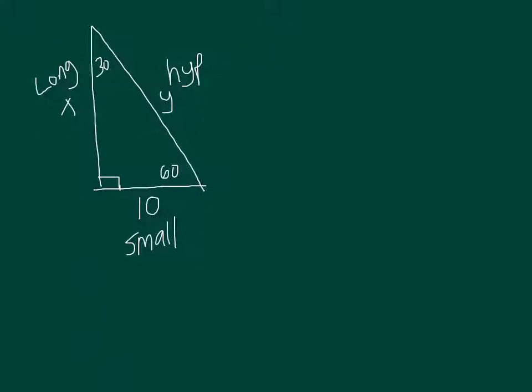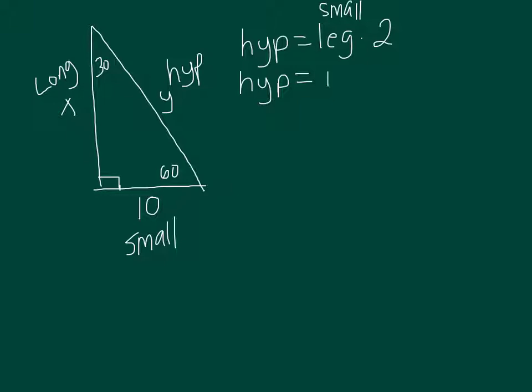To figure out the hypotenuse, remember the hypotenuse equals the small leg times 2. Be careful because you don't want to multiply the wrong one. So the hypotenuse equals the small leg times 2. So the hypotenuse equals the small leg, which is 10, times 2. So the hypotenuse equals 20.